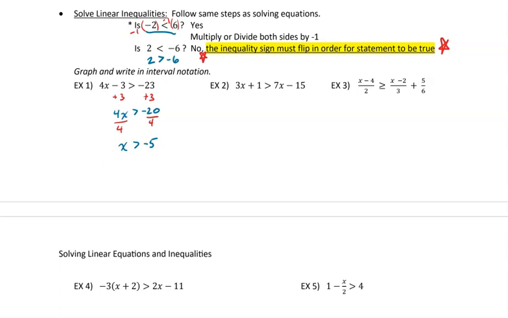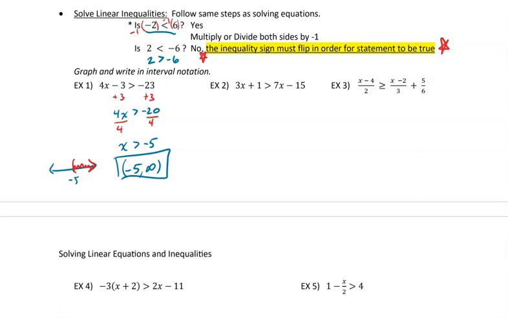Notice I did not flip the inequality, because even though we ended up with a negative answer, the number I actually divided by was +4. We're only going to flip it if we divide by a negative. Okay, so we got this. Now we're just going to go ahead and write it in interval notation. So -5 is right here. It would be shaded off to the right, and it would have a parentheses. So it'd be -5 to positive infinity, both with parentheses.